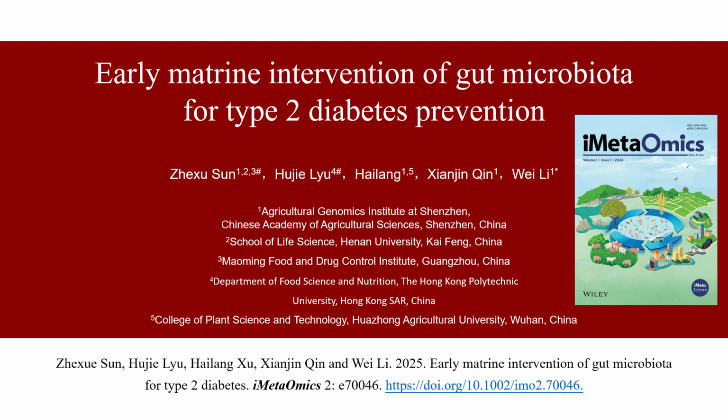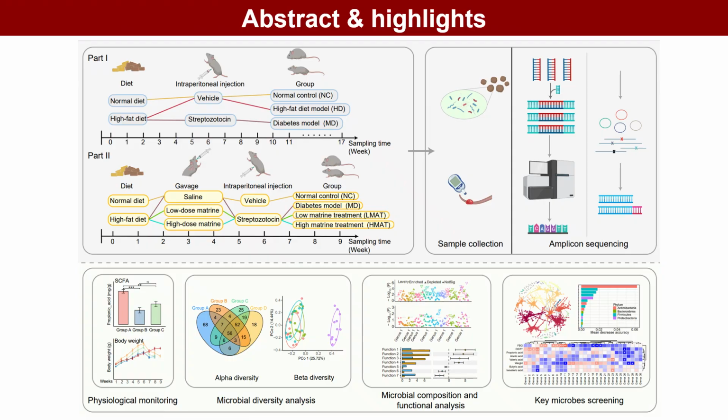Hello everyone, the theme of this article is Early Matrine Intervention of Gut Microbiota for Type 2 Diabetes Prevention. First is a brief introduction. How matrine influences gut microbiota imbalance to prevent the progression of diabetes remains unclear. We conducted experiments using mice to simulate the stages of diabetes development and matrine intervention.